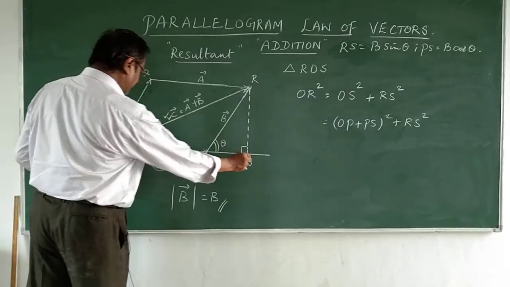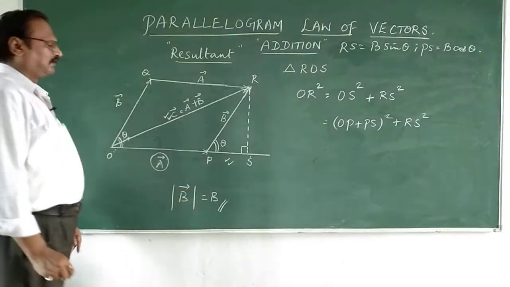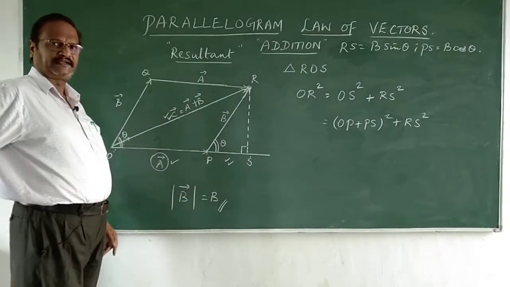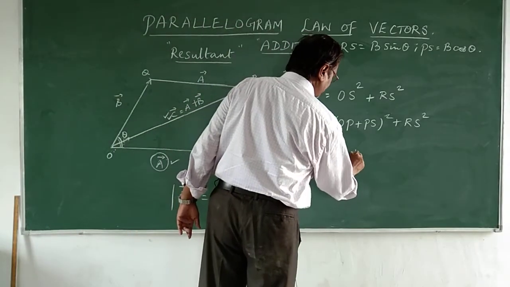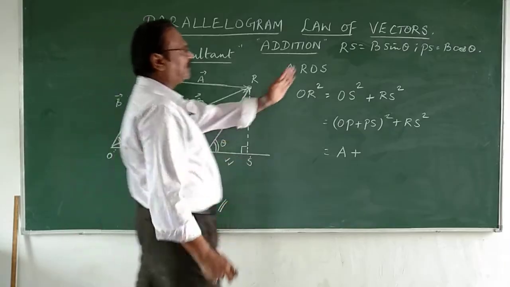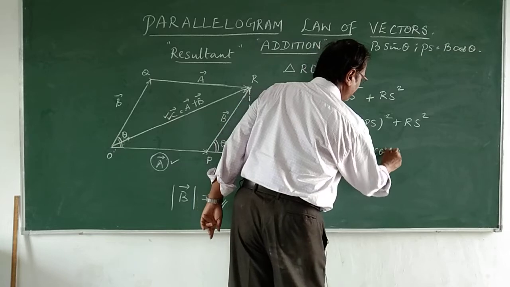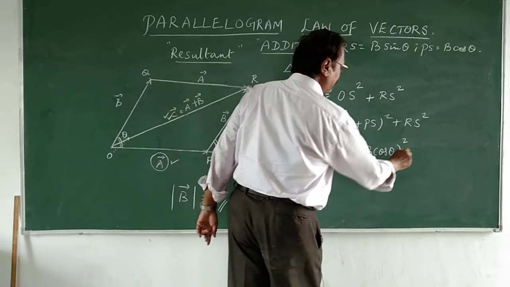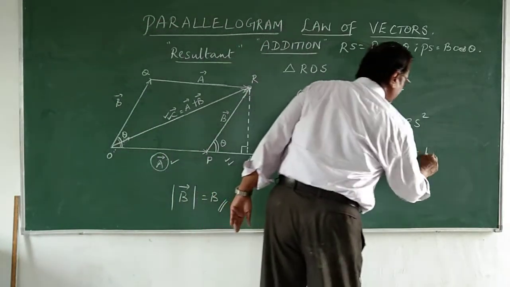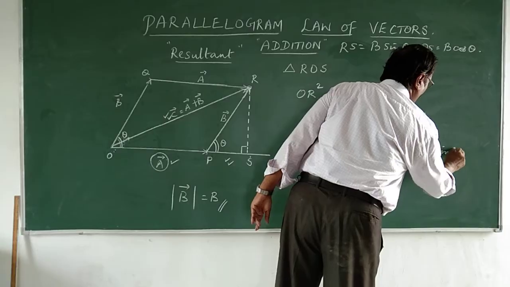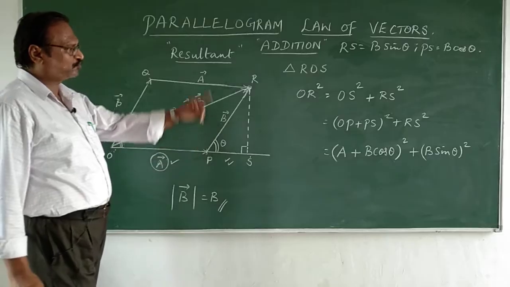This OS can be written as OP plus PS. Right. Now what is OP? That is A vector, that is the magnitude of A, the length, that is A plus. What is PS? Just now we calculated, PS is B cos theta. So B cos theta, whole square plus. Now what is RS? RS is B sine theta, the whole square. Keep this in mind. B sine theta, the whole square.